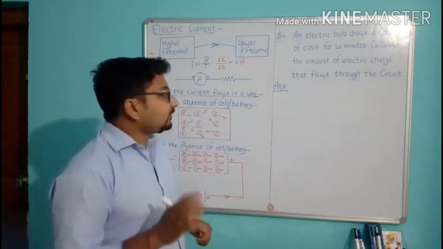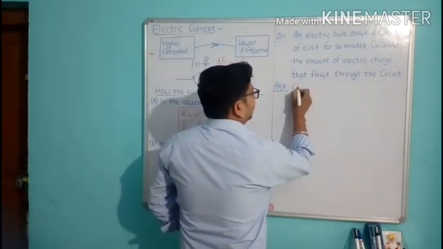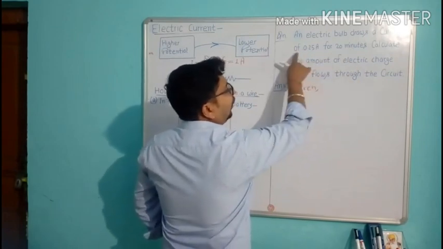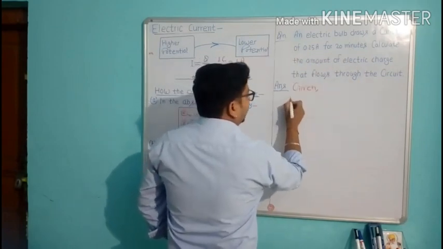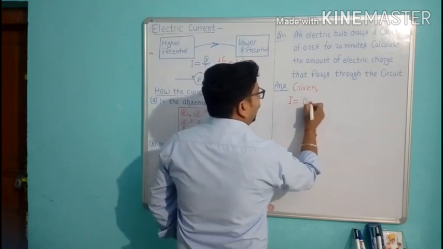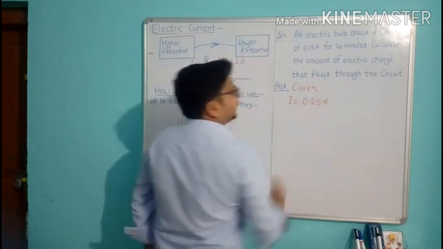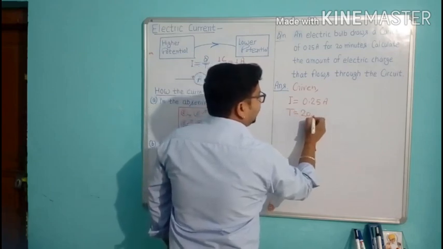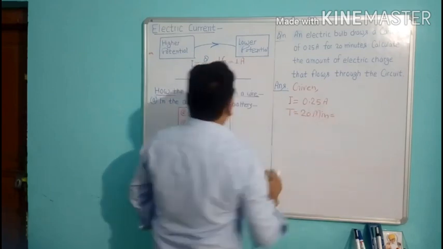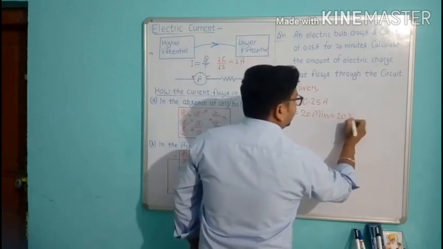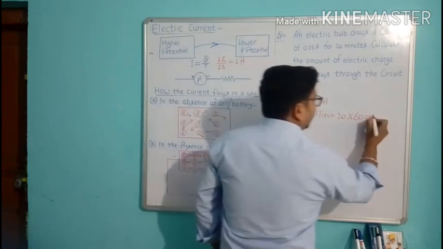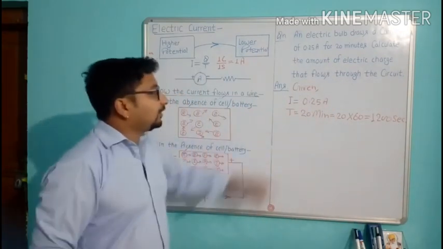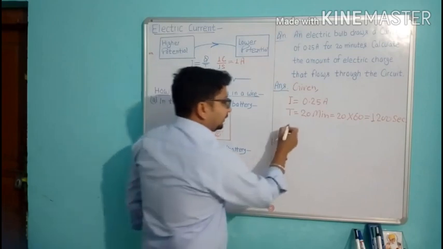At first, given what we have: current I is 0.25 ampere, and time is 20 minutes. We convert it into seconds: 20 into 60, that means 1200 seconds. We have to find the value of Q.